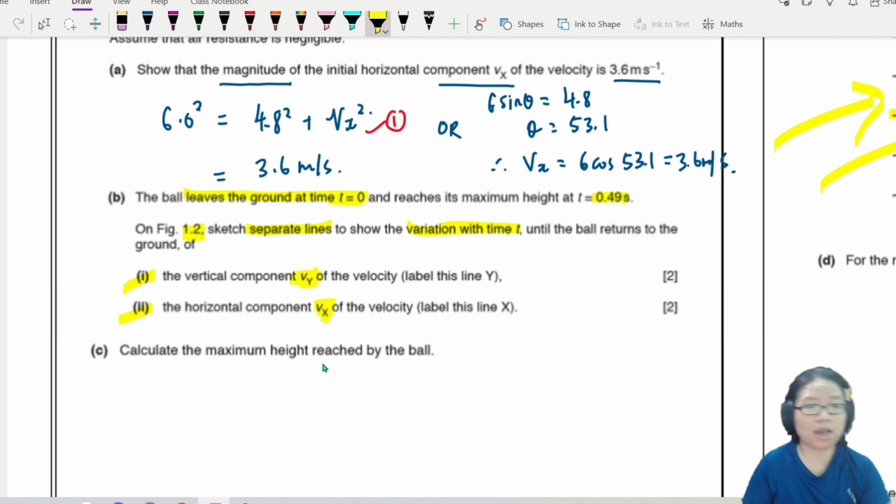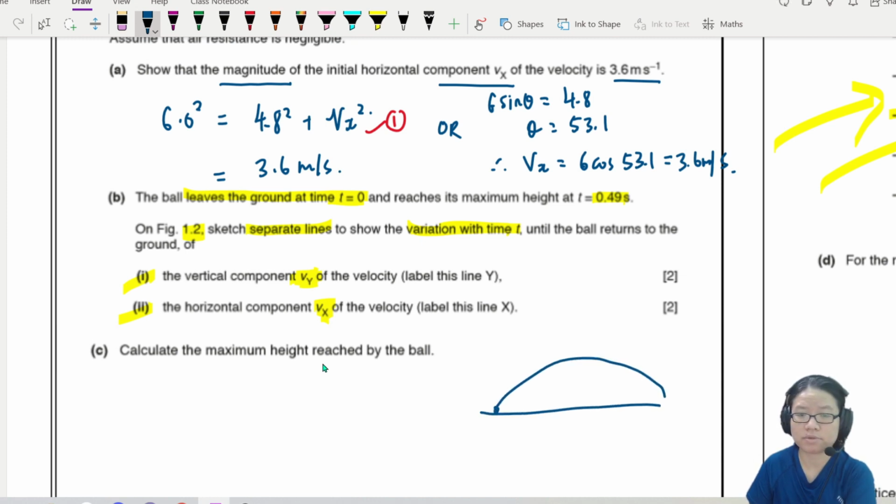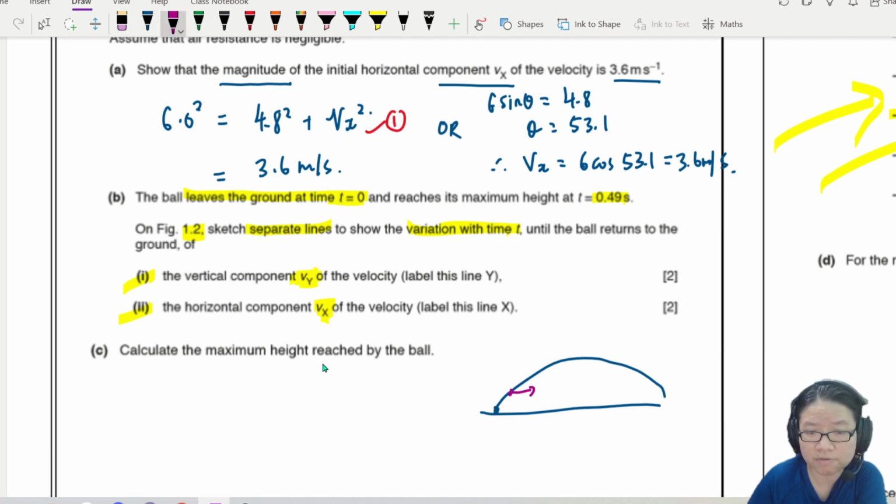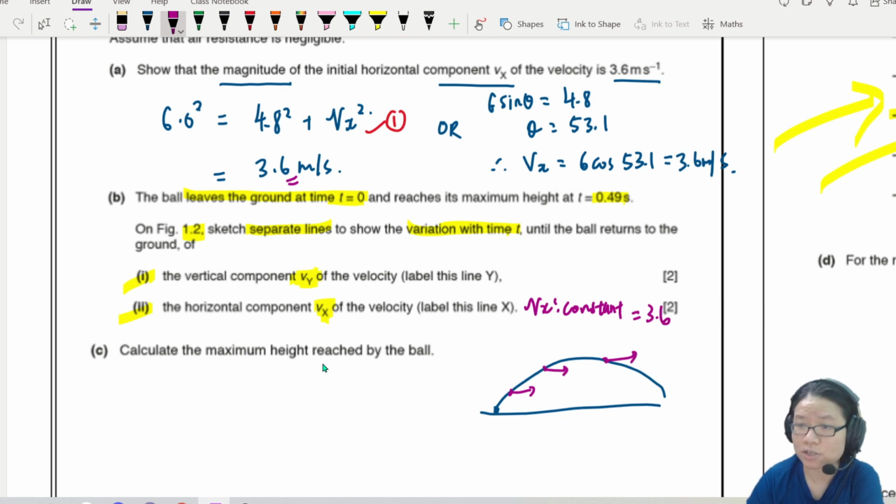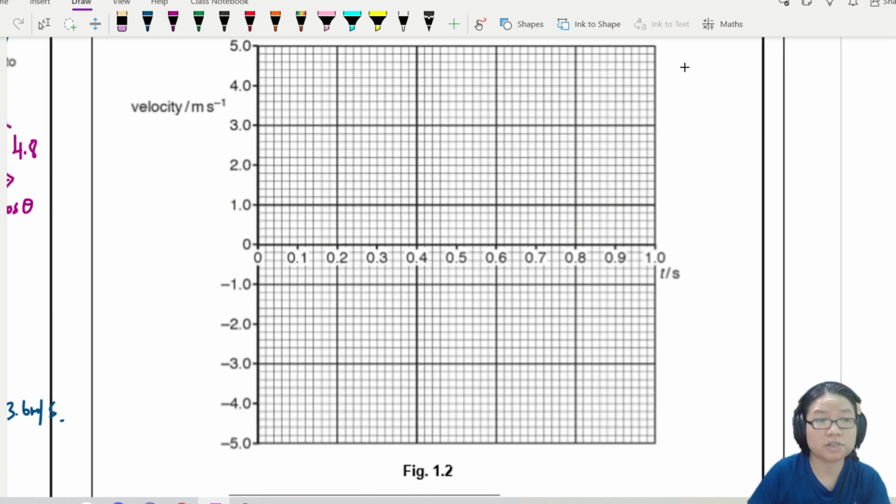So in this case, you should know that if we are talking about projectile motion, let's say I draw the golf ball and the projectile like that. I've said many times already, the horizontal velocity doesn't change. Why? Because there's no horizontal force. So this Vx is constant, and we already have Vx is 3.6, so constant and equal to 3.6. All right, so let me draw that part first. So this is my graph.